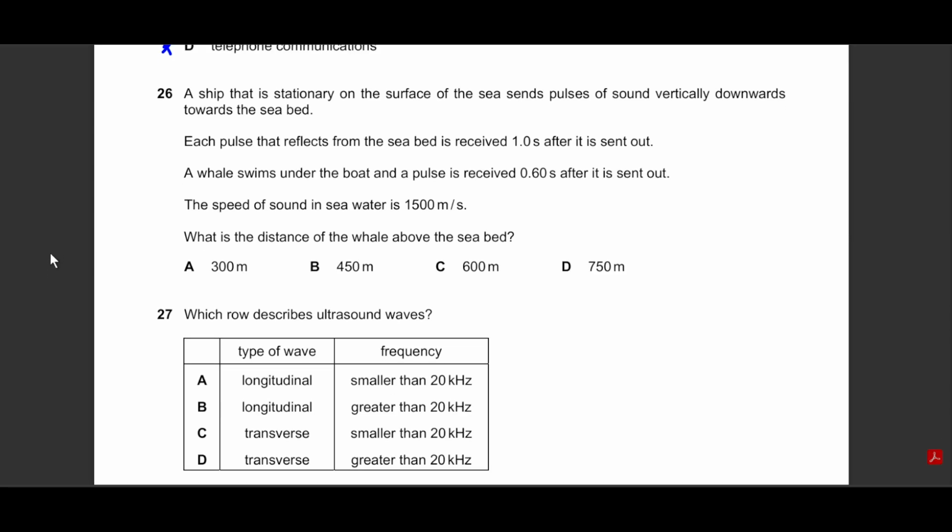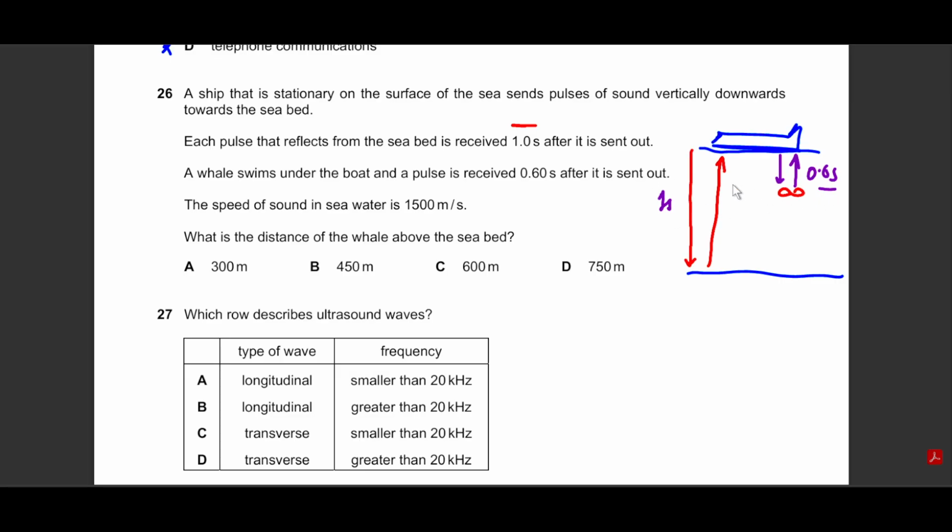Question 26. It says a spaceship is stationary at the surface. This is a ship, for example. This is the ship. This is water level. This is seabed. So any sound pulse sent down is received back in a time of 1 second. And then there's a whale that's swimming underneath the ship somewhere here. And this sound goes and comes back in a total time of 0.6 seconds. This was 1 second. This is 0.6.